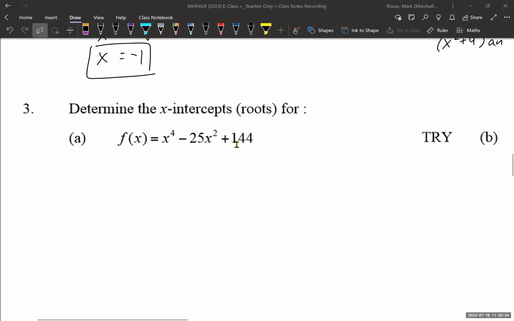144 is a big number. 144 has many roots. Sorry, possible factors, I should say. Possible factors. Am I going to be really testing them all? So it could be a very long and involved problem, unless you're clever enough to think of a little bit of a shortcut.